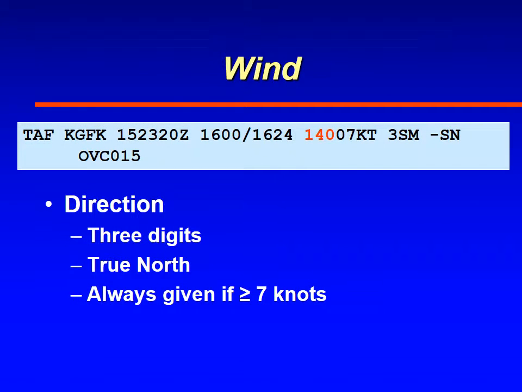So we'll start out with wind, and the first thing in wind is the wind direction, always given with 3 digits. The wind direction is with respect to true north, and they will always forecast or give you the estimated or forecasted wind direction if the winds are forecast to be more than or equal to 7 knots. So anything less than 6 knots, they don't have to forecast the direction, but more than or equal to 7 knots, they will.